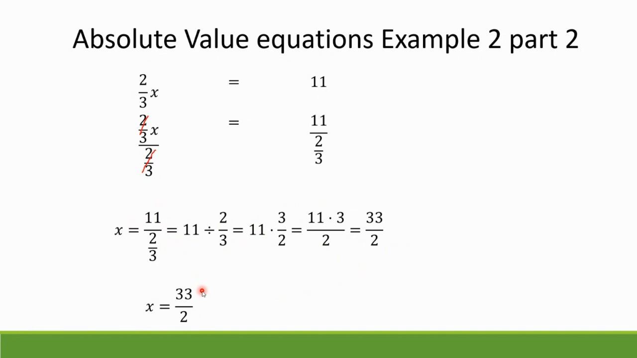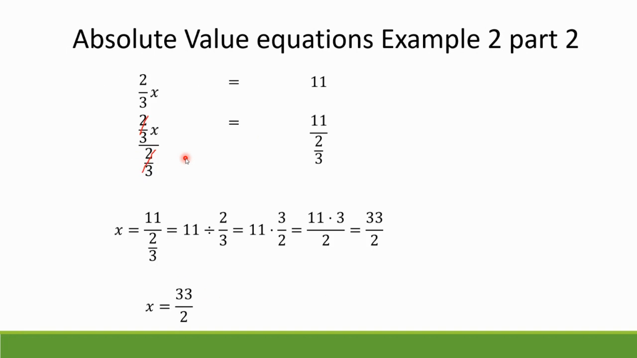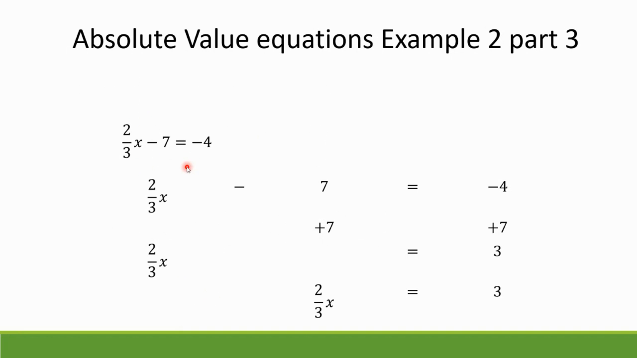So we get x is 33 over 2. But again, we're not done, right? This was when 2 over 3x minus 7 was 4. We have to check, what about minus 4? Right? We have two equations. Well, it's the same steps, though.